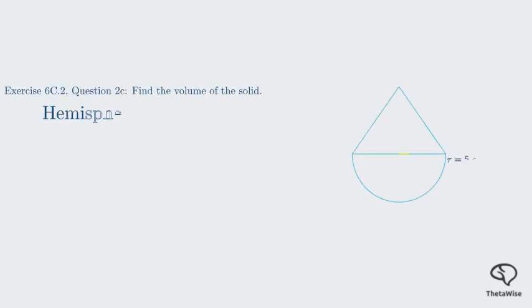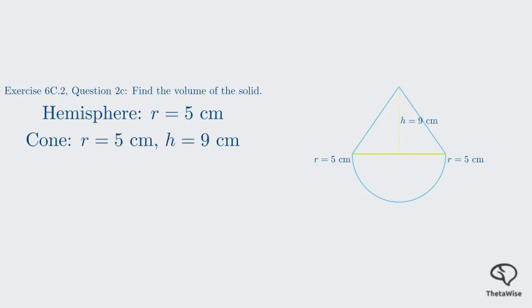Now let's consider a composite solid. Exercise 6C2, question 2C, provides an excellent example of this. The problem asks us to find the volume of a solid composed of a cone on top of a hemisphere. The hemisphere has a radius of 5 centimeters, and the cone has the same base radius of 5 centimeters and a height of 9 centimeters. To find the volume of a composite solid, we simply find the volume of each individual part and add them together. In this case, we need the volume of the cone and the volume of the hemisphere.